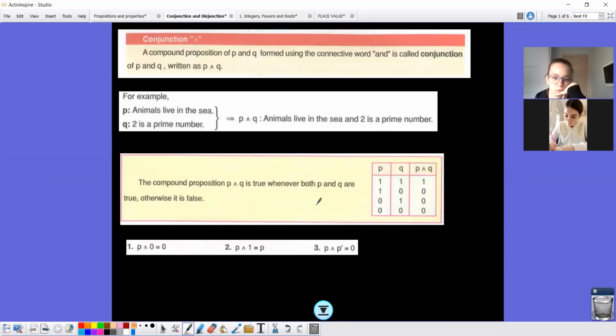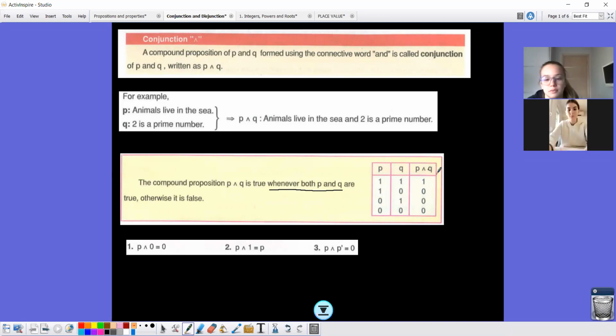The important part of this is this table. Here, the compound proposition of P and Q is true whenever both P and Q are true, otherwise it's false. Okay, so we need to know this table, guys, for the conjunction. When both of them are true, the compound proposition is true. Otherwise, it's false. Okay, you need to know this table. We need to know this property for conjunction, and we'll learn for disjunction and the other connective words also.